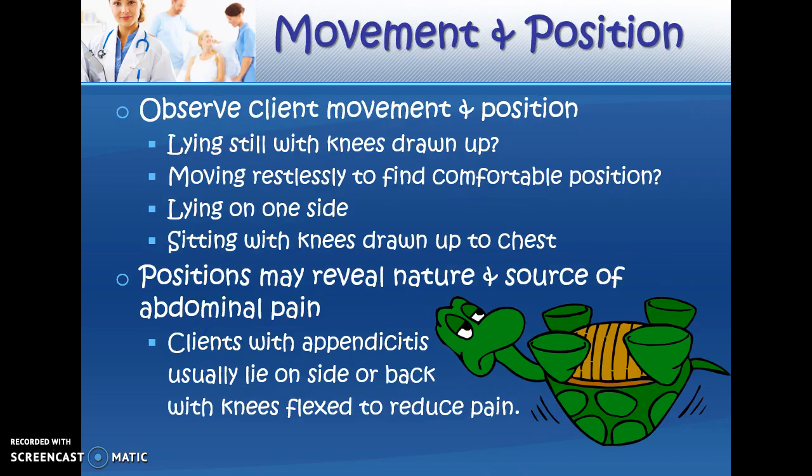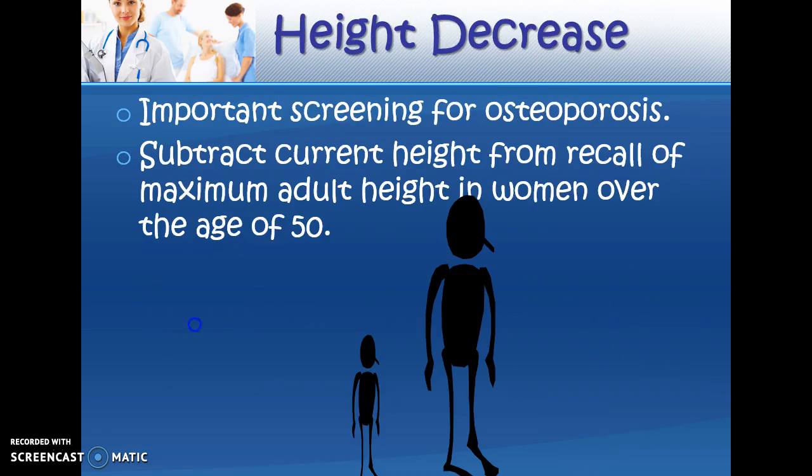Movement and position. Lying still with the knees drawn up. Moving restlessly to find a comfortable position. All these things can indicate to us something about what's wrong with the patient. If they're lying on one side, sitting with their knees drawn up to the chest, it can reveal the nature and source of abdominal pain. So the movement and position are very important to us in our physical assessment.